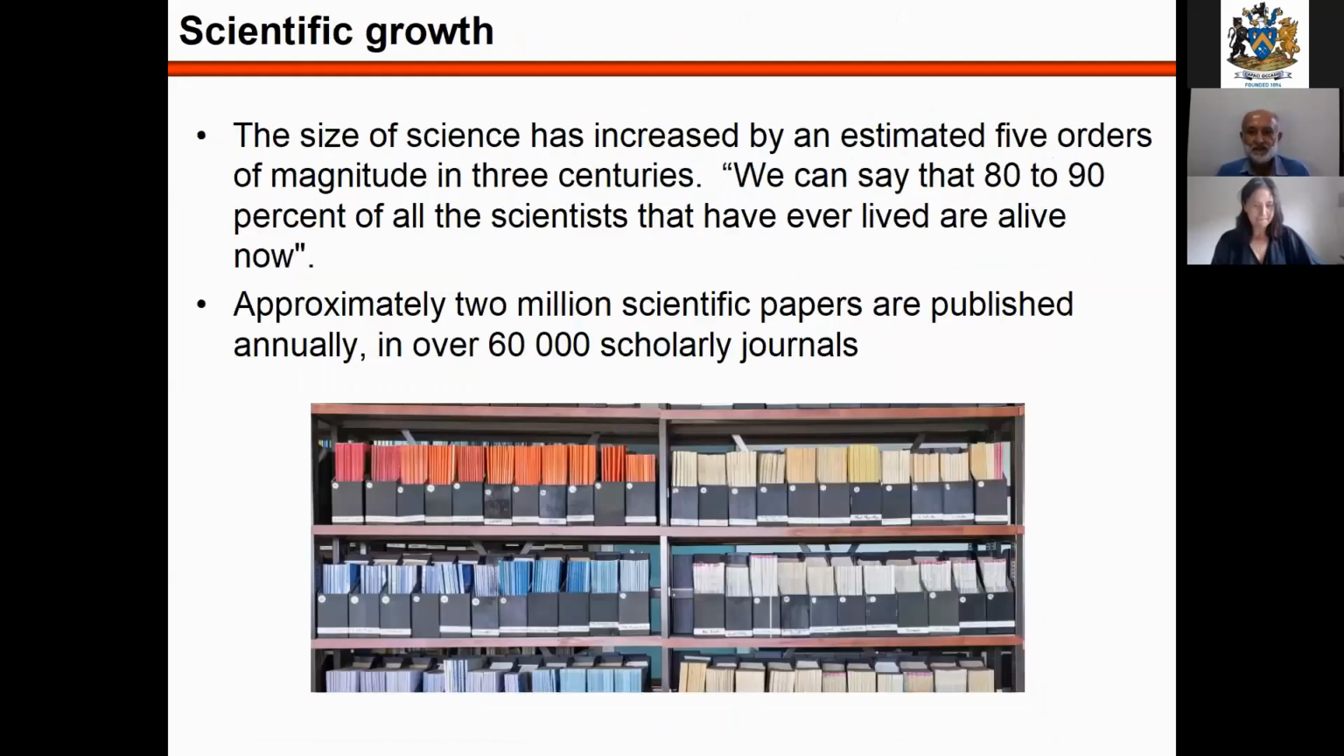Of course, in the intervening centuries, the size of science, as measured by the number of researchers or the number of publications, however you wish to quantify this, has increased by an estimated 5 orders of magnitude. That's 100,000 times growth. That's significant. And it is said that 80 to 90% of all the scientists that have ever lived are alive now. And this results in approximately 2 million scientific papers being published annually in over 60,000 scholarly journals. Now that's quite hard to keep up with. It's not quite the same as thinking, well, what did Isaac Newton write last month in our journal? It's a lot more tricky today.